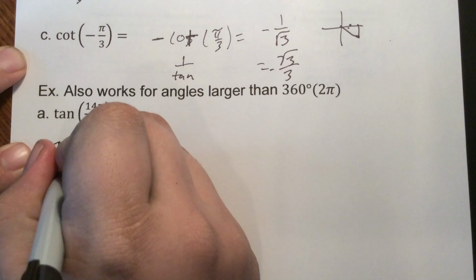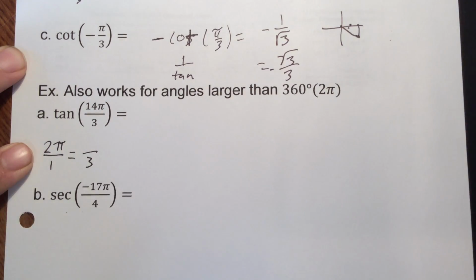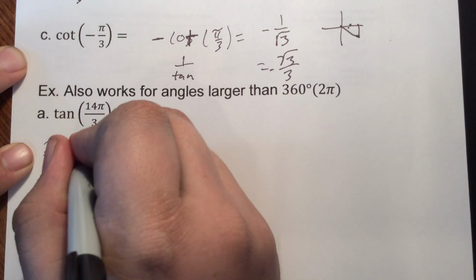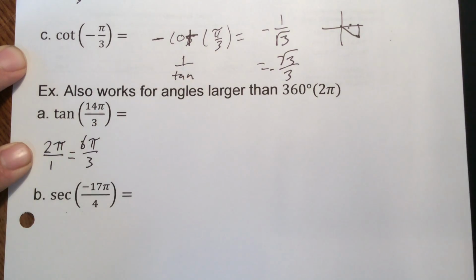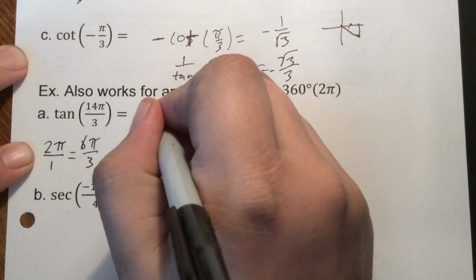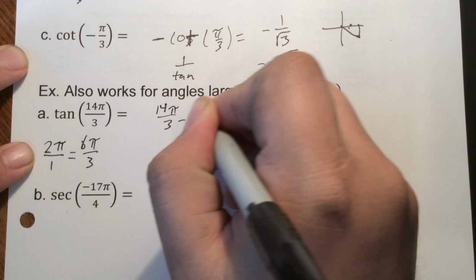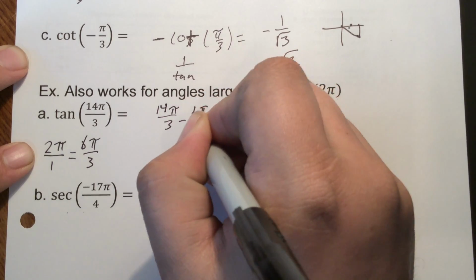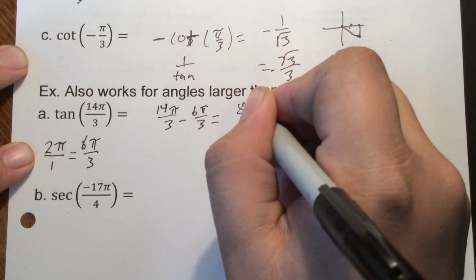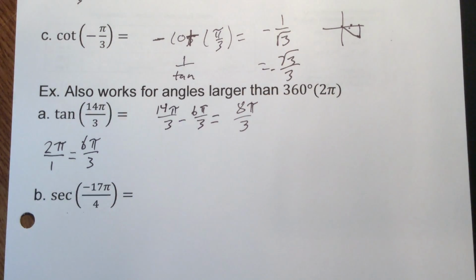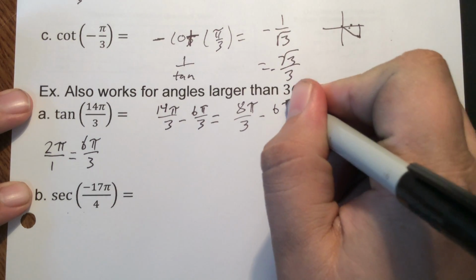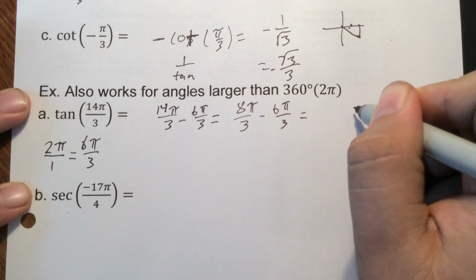So 2 pi, if we convert over to a common denominator of 3, well, 1 times 3, so 2 pi times 3 is 6 pi, is 1 revolution. So if we take a revolution out, let's go 14 pi over 3. Take away 6 pi over 3, we're left with 8 pi over 3. We're still not in 1 revolution, so we can take another revolution out. So let's take out another 6 pi over 3.